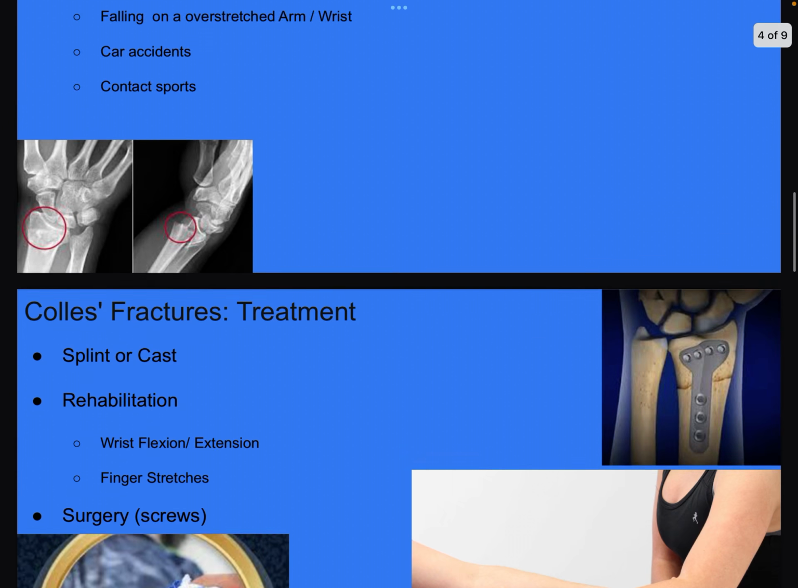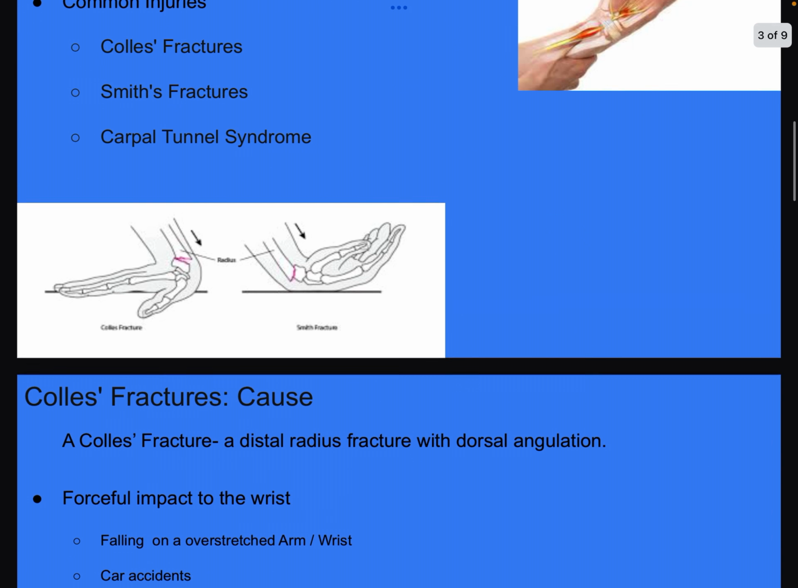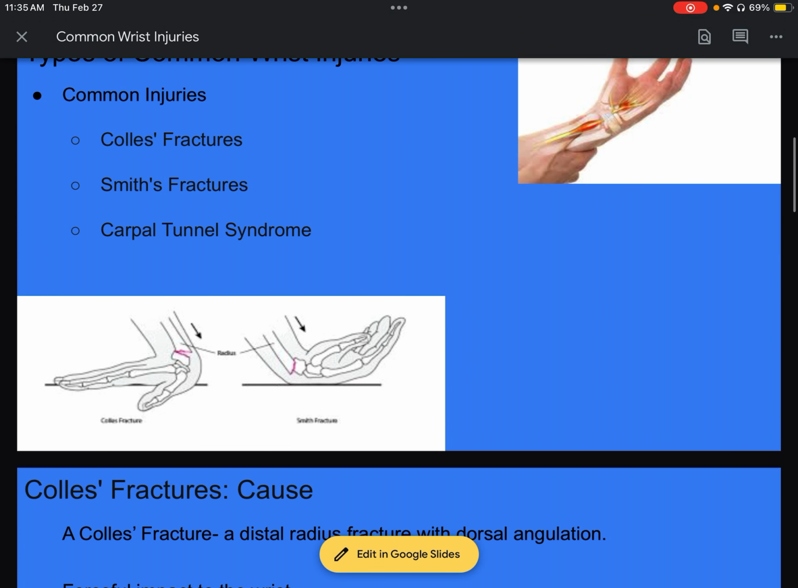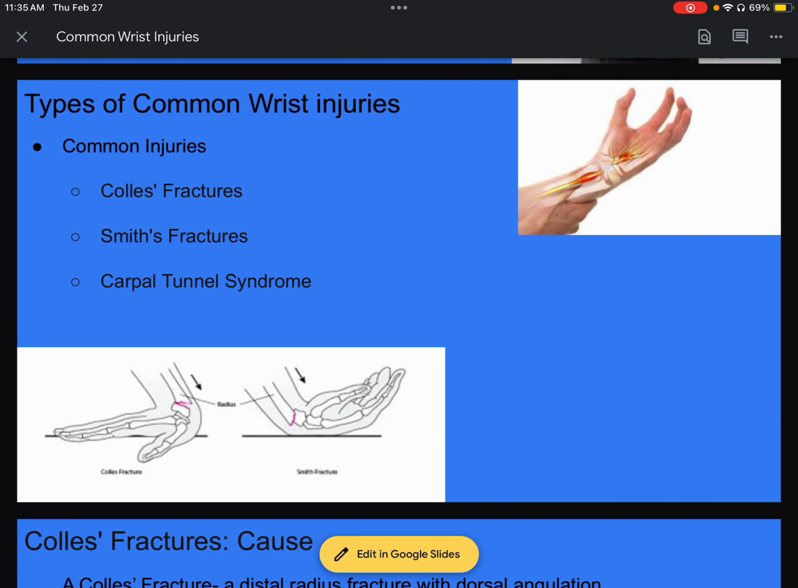Okay. So I'm gonna kind of show you. We're gonna go back to this slide on showing you how the Smith's fracture kind of looks. So the same picture down at the bottom left is the right picture. So that radius is broken, flexed wrist.